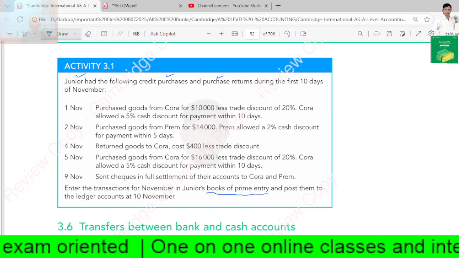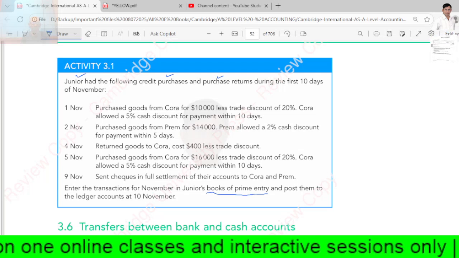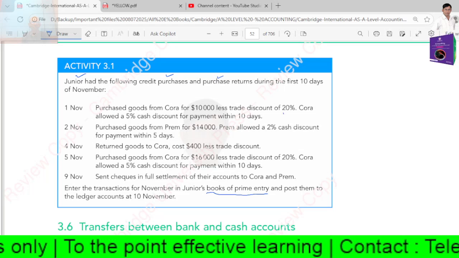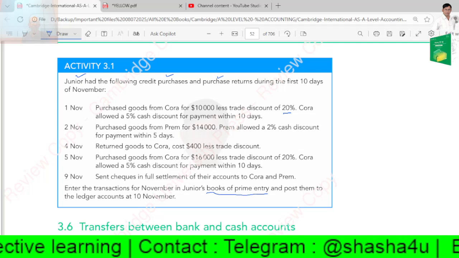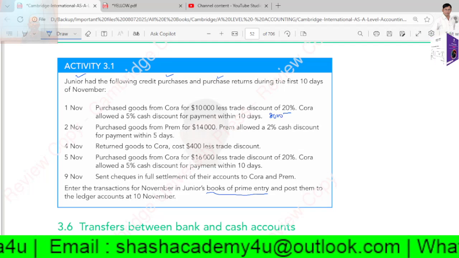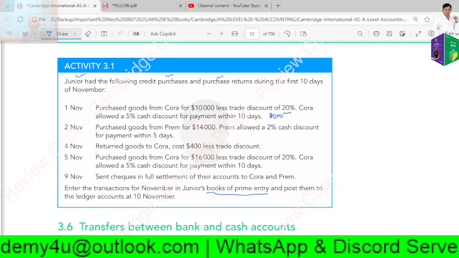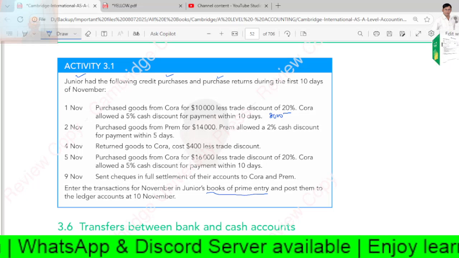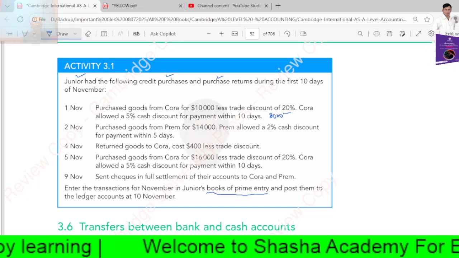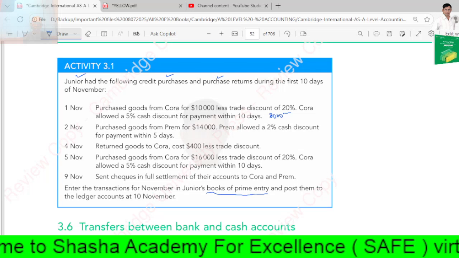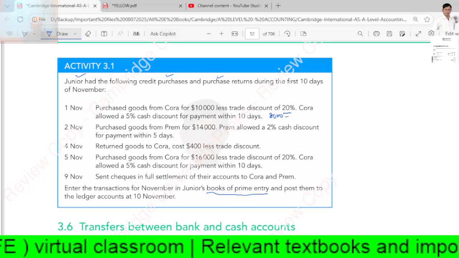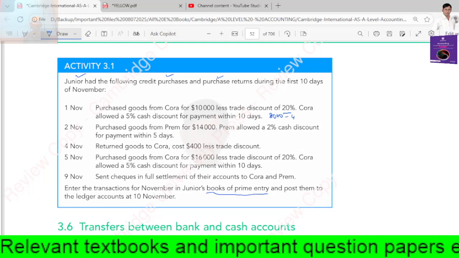So, purchase goods from Cora for 10,000 less trade discount of 20%. So, this will be recorded at 8,000. Cora allowed a 5% cash discount for payment within 10 days. So 5% cash discount means 5% of this is 400.